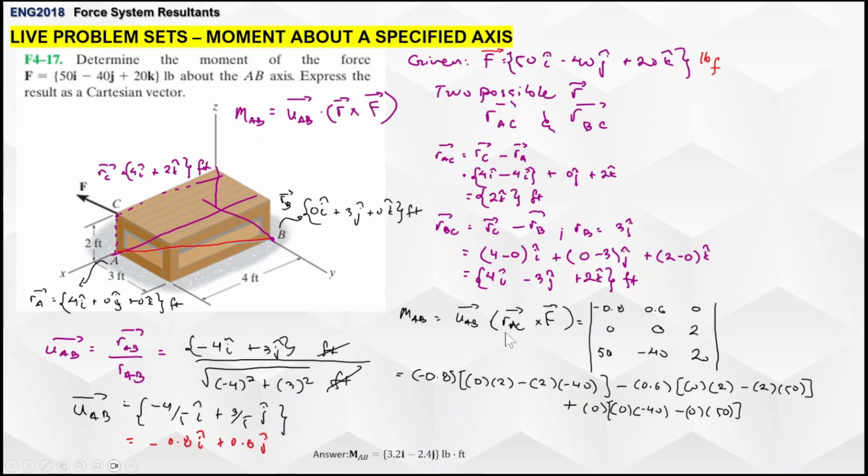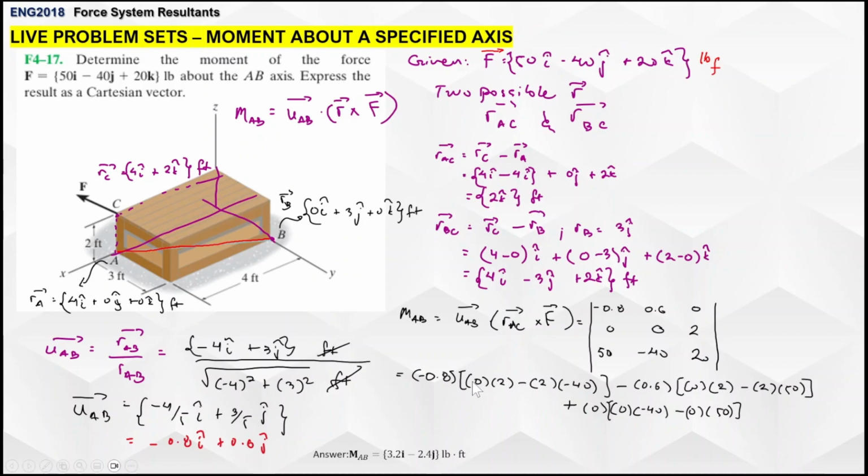Next up is the position vector. I chose RAC because it has 0 i hat and 0 j hat, so it has the most number of zeros. So I think you can also use RBC, but you will be multiplying across these values, 4 i hat minus 3j hat plus 2k hat. So I chose RAC because it has the most number of zeros. So a lot of the numbers here will cancel. It's a lot easier for me. Okay, so you will put the position vector here on the second row, 0, 0, 2. And then finally the force vector, 50, minus 40, then plus 20.